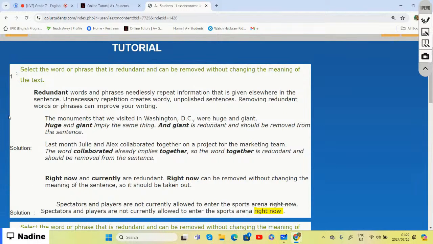All right. So here we say that huge and giant are basically the same, because if we look at the synonyms of huge or the synonyms of giant, they will be the same, right? Which means that giant is redundant and should be removed from the sentence.